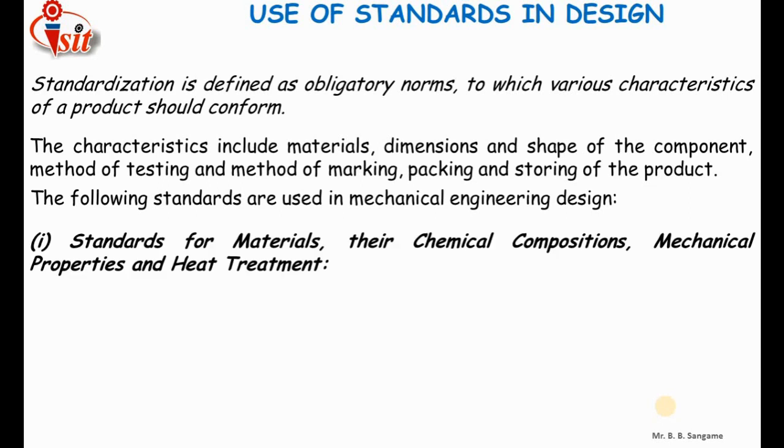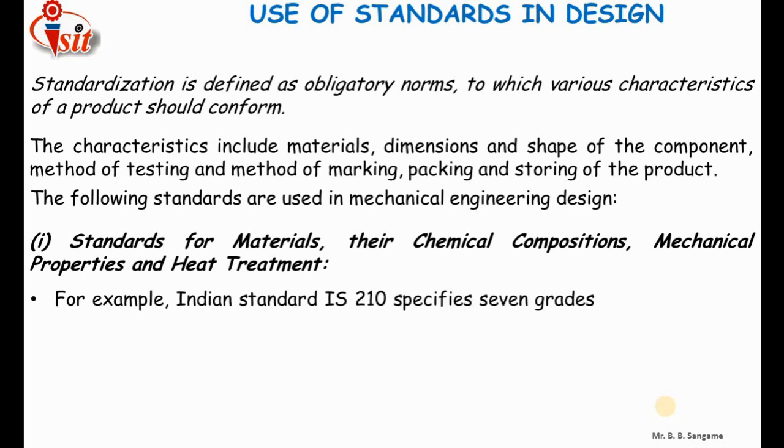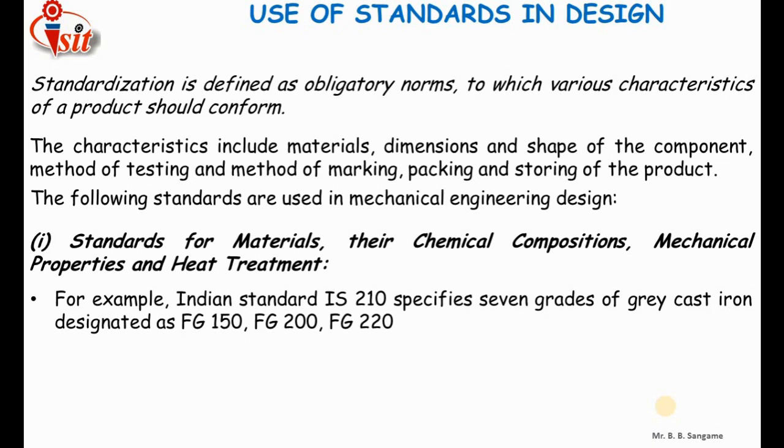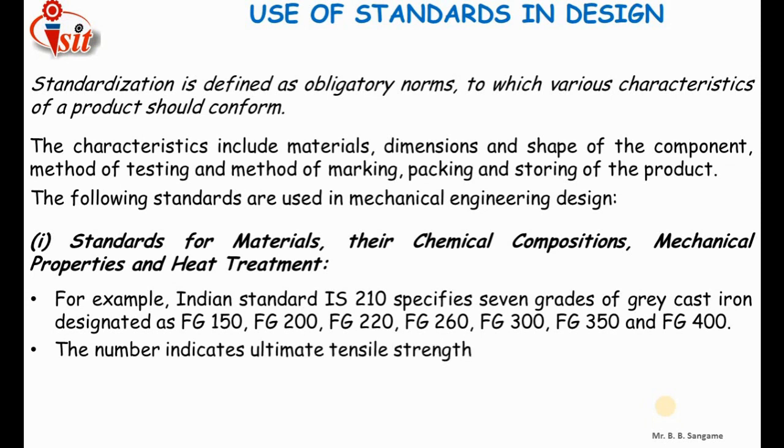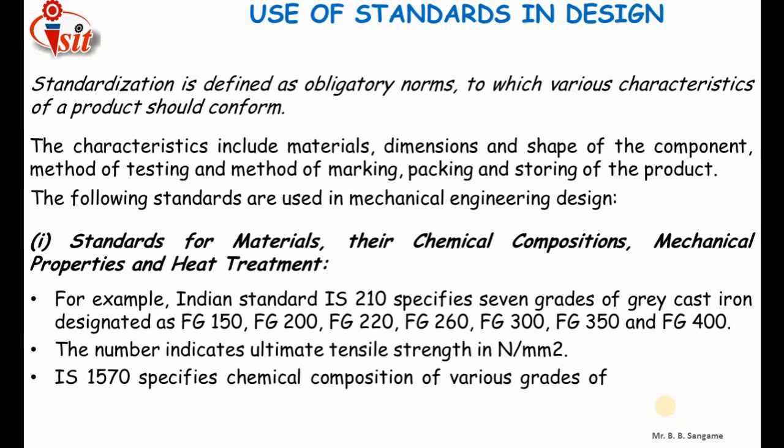There are some standards which we are going to see. The first standard is for materials, their chemical composition, mechanical properties and heat treatment. According to the application, we have to go for the catalog. We have to select some standard components, and some standard procedures like heat treatment. For example, Indian standard IS 210 specifies 7 grades of grey cast iron.